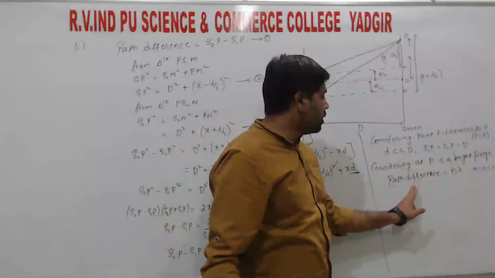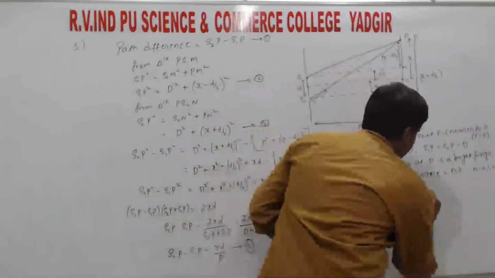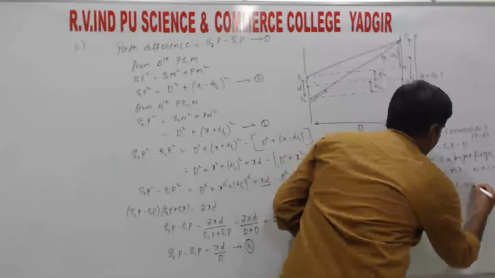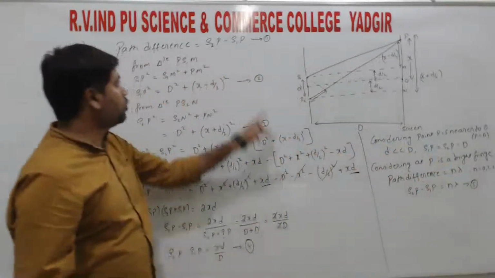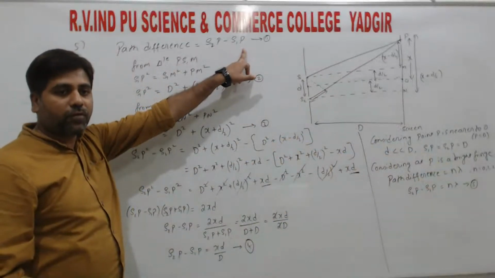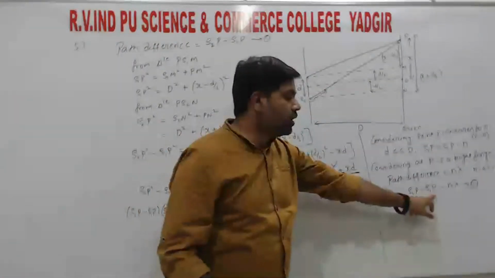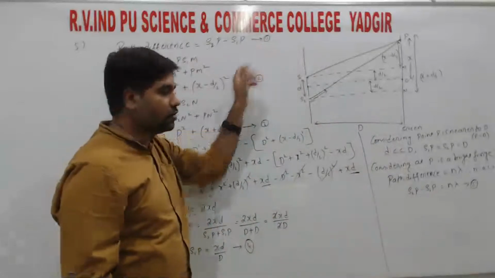The condition is path difference is equal to n lambda. So path difference is S2P minus S1P, that is equal to n lambda. This one is the fifth equation. So path difference is equal to S2P minus S1P, that is again from the first equation. So this is again from equation 1, right?